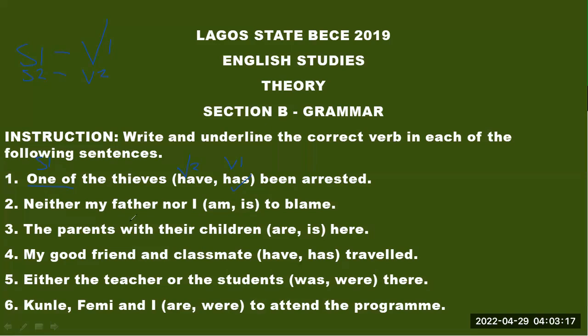So in this case, what is closer to the verb determines whether the verb is singular or plural. So neither my father nor I, I is closer here. So I determines the verb, and you cannot say I is to blame. No, I am to blame. So the correct form is: neither my father nor I am to blame.